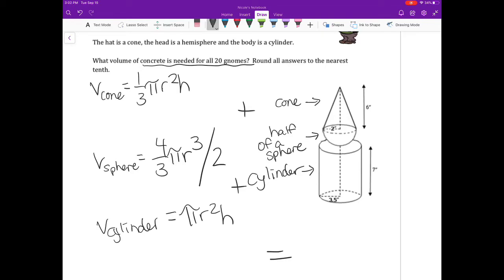So my cone, once I do my substitution, 1/3 pi times 2 inches squared times the height of the cone. And actually, I'm just going to leave this squared inside the brackets for simplicity's sake. I end up with a volume, my cone's volume, at 25.13274,123. Notice I'm not going to round till the end.